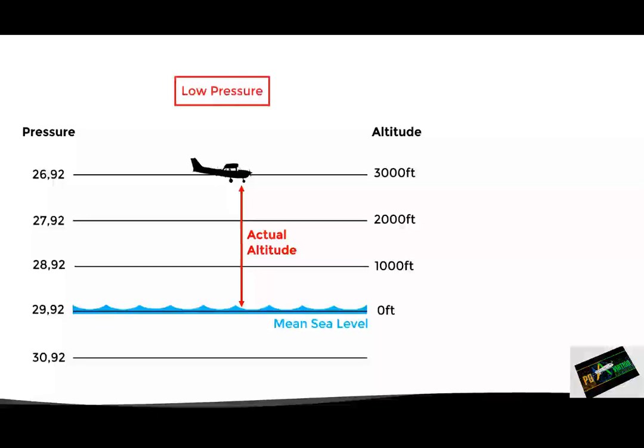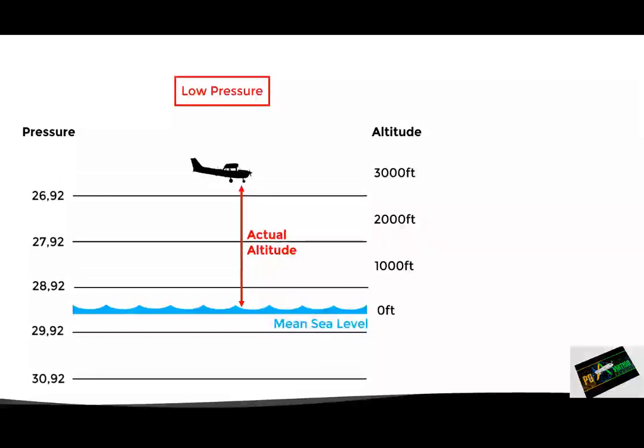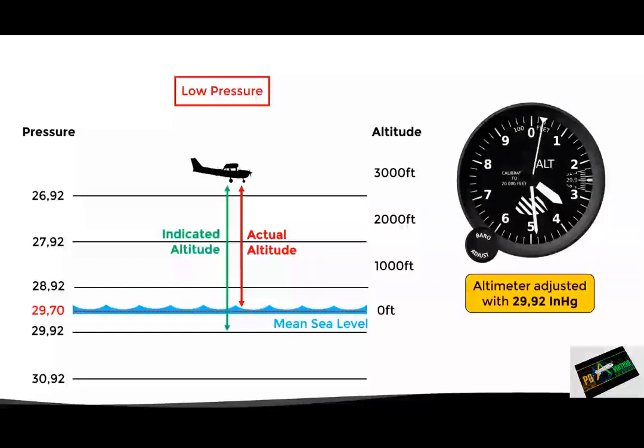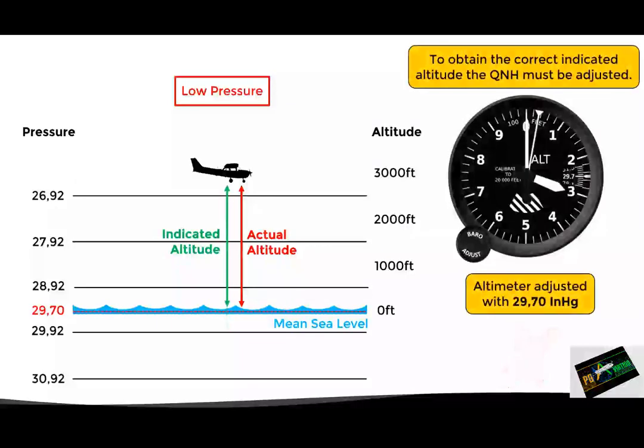In this case, the isobars will move downwards, and therefore the pressure at sea level will be lower than 2992, in this case it is 2970. So, if our altimeter is still adjusted with the default setting, the indicated altitude will be higher than the actual altitude. So in order to obtain the correct altitude reading, we will have to adjust the current QNH of 2970 as the new barometric reference. With this then, it is clear that the indicated altitude is obtained when the current QNH is adjusted on the altimeter.